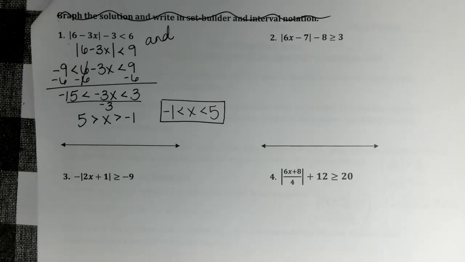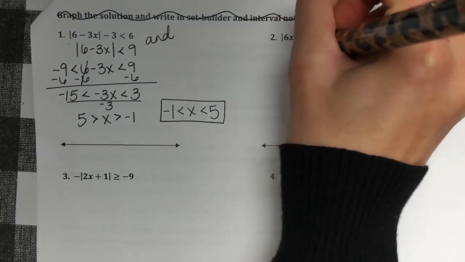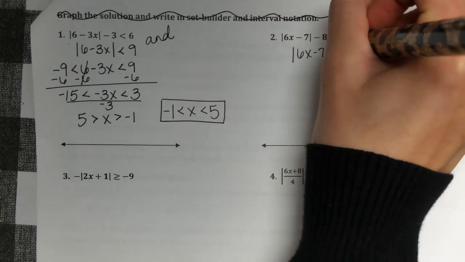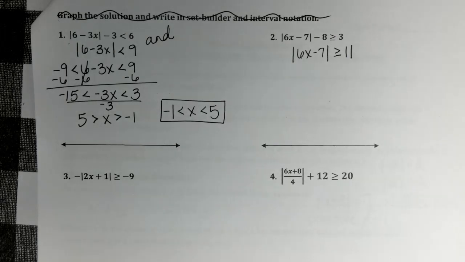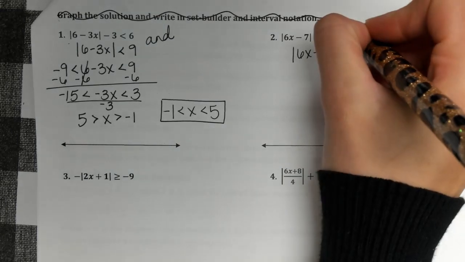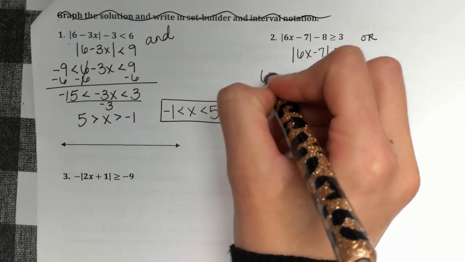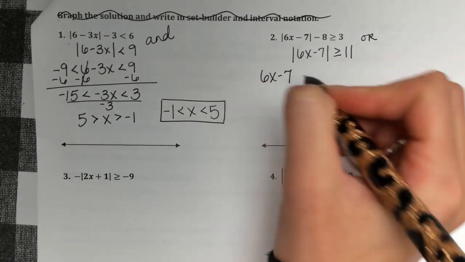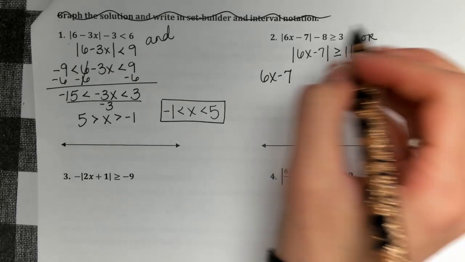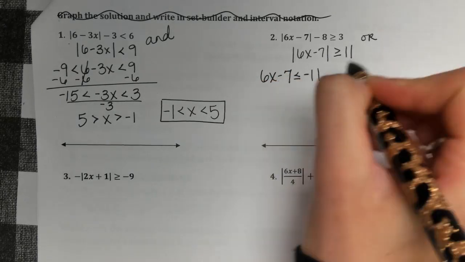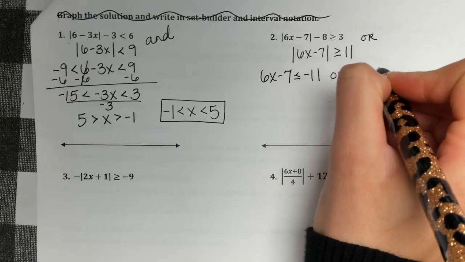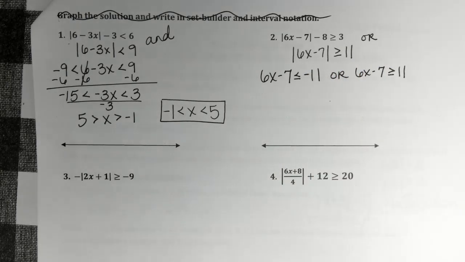Alright, absolute value of 6x minus 7 minus 8 is greater than or equal to 3. What do we do? So absolute value of 6x minus 7 is greater than or equal to 11. Then what? It's an or. So I'm going to take the 6x minus 7. Now when I do the negative, because negative goes on the left, I flip. So less than or equal to negative 11, or 6x minus 7 is greater than or equal to positive 11.